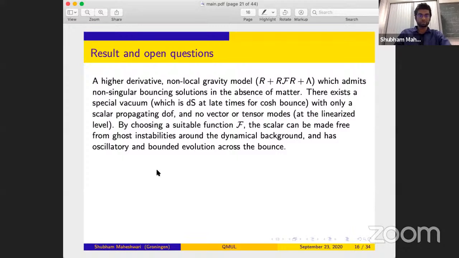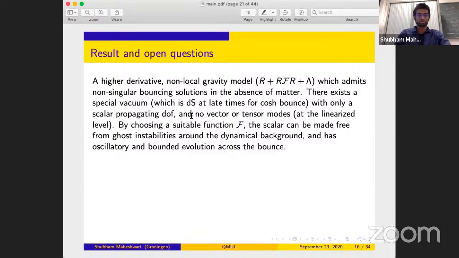So the upshot is that there exists a higher derivative non-local gravity model, where you have an unknown function f, which is sandwiched between two factors of the Ricci scalar, which admits non-singular bouncing solutions in the absence of matter. And there exists a special vacuum at late times for a cosine hyperbolic bounce, with only a scalar propagating degree of freedom and no vector or tensor modes at the linearized level. I'm saying this is a special vacuum because typically you would expect that there will be gravitational waves, but it turns out that in this case there are none.